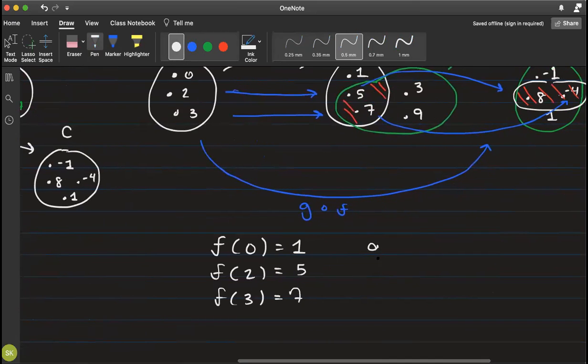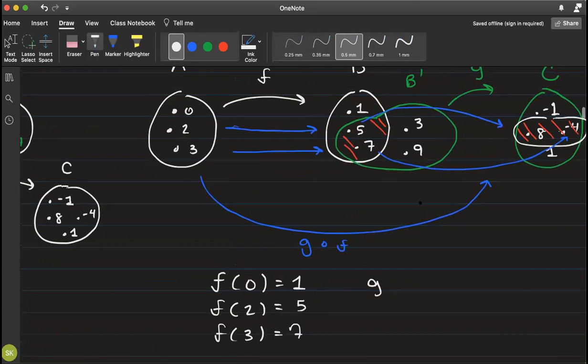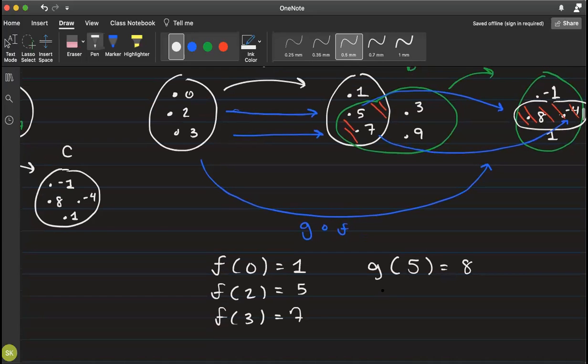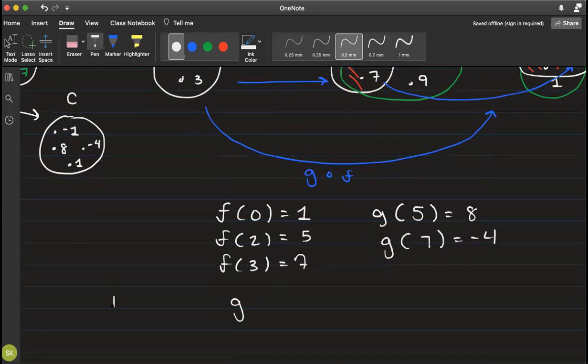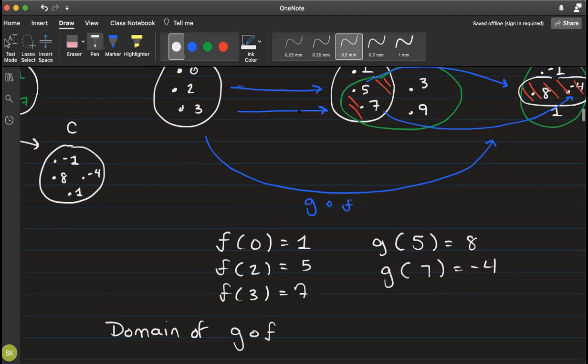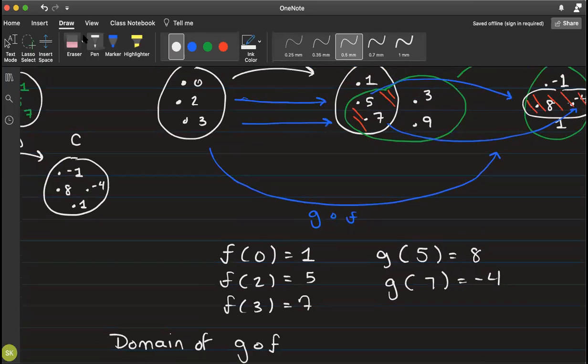Then G, 0 is not in the domain of G, but 5 is, and G of 5 we said is sent to 8, and G of 7 is sent to -4. So what G does, G composed of F, the domain of G composed of F is all the x's, which the only x's that worked were these, 2 and 3.